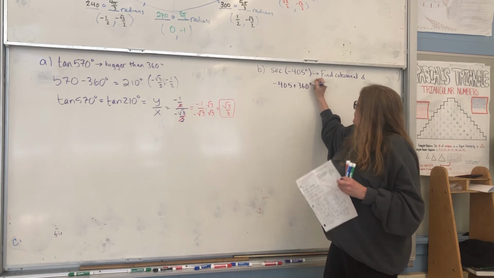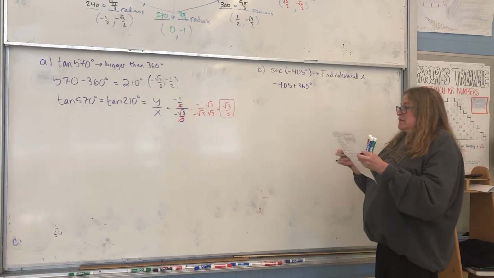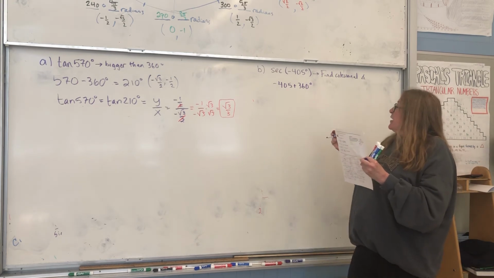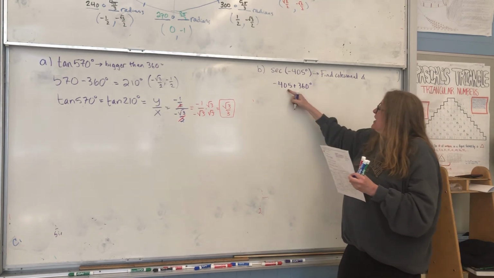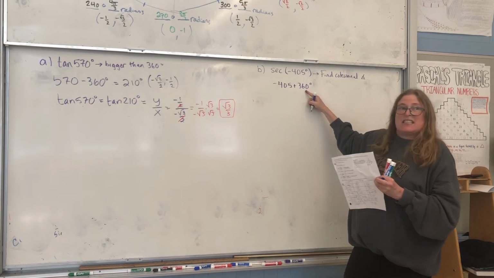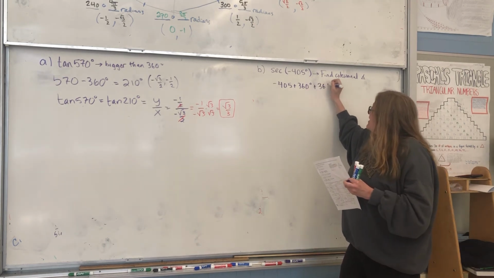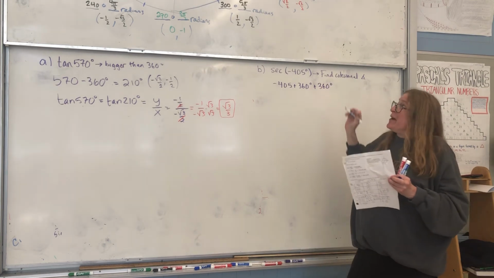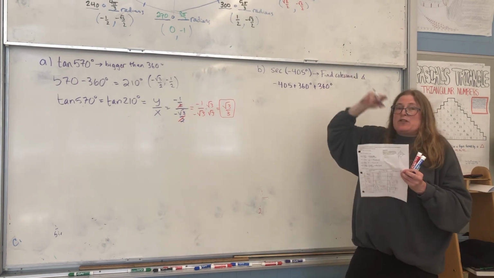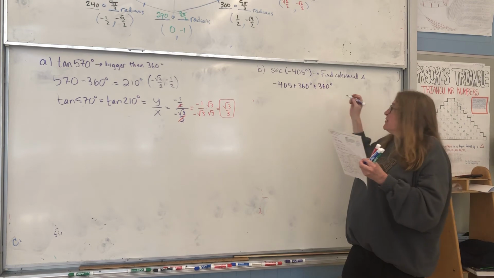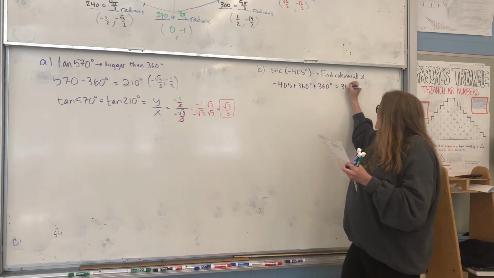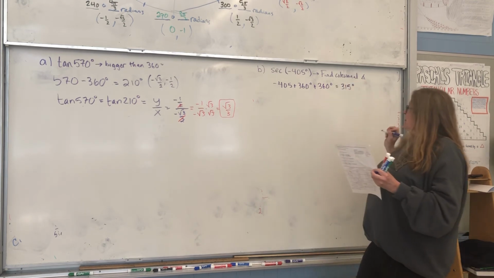So if I add 360, that's not enough, right? -405 plus 360 is still negative. So I need to add another 360. I could add as many 360s as I want, but my goal is to get somewhere between 0 and 360 degrees. So that gives me 315 degrees.